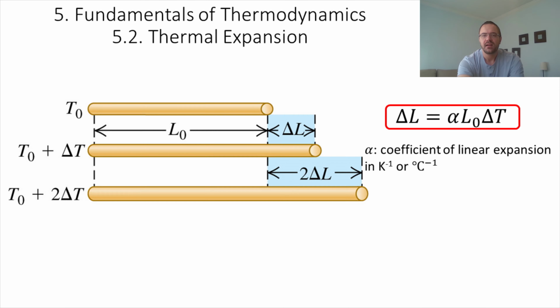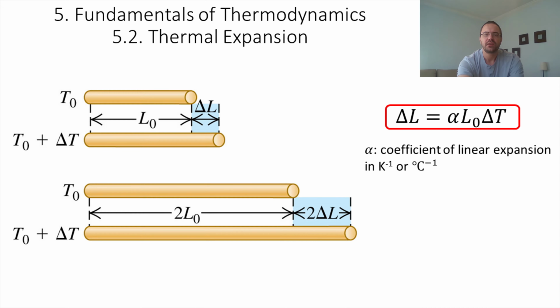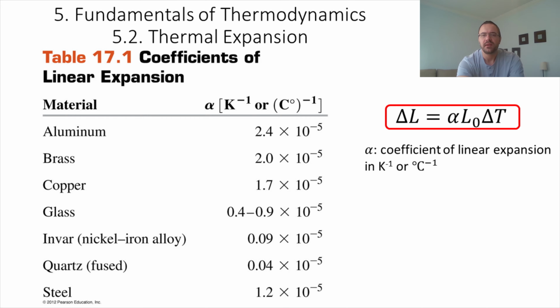Also, you see that delta L is directly proportional to the initial length L0. So if you double the initial length L0, then you double the change of length delta L. Then you see that the coefficient alpha will depend on the material. So we'll have materials with larger coefficients. For example, aluminum has a coefficient of 2.4 times 10 to the minus 5 inverse Kelvin. And quartz has a much smaller coefficient of 0.04 times 10 to the minus 5 inverse Kelvin.